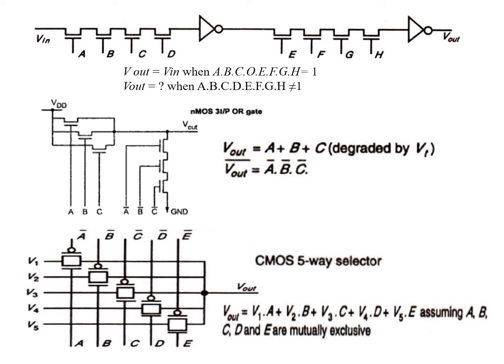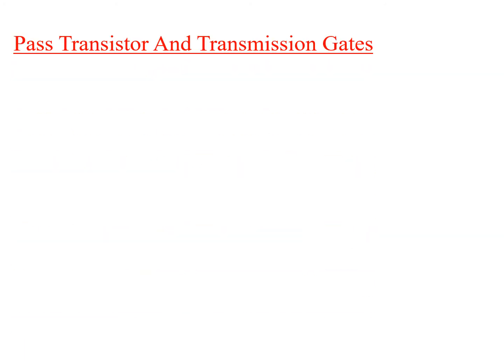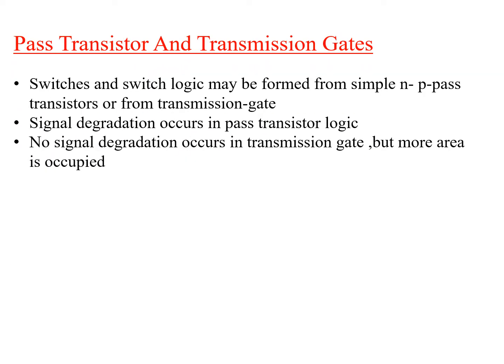That is, in the 5-way selector, whichever particular terminal, either A, B, C, D or E, is 1, that particular switch will be on. Suppose let us assume that C is equal to 1. That means only the C switch will be on. So any one of the switches can be on in this particular case. So it is called a 5-way selector. With this, we will be moving on to the next example, that is pass transistor and transmission gate.